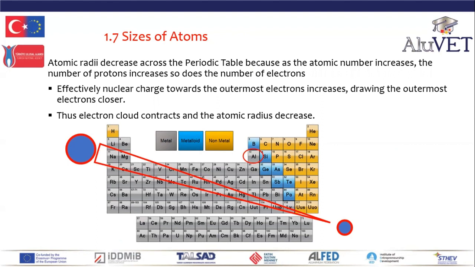So as the atomic number increases, you get more and more electrons, more and more protons. Remember, the opposite charges attract. So the more protons, more electrons, the charge increases, so the attraction increases, and the atoms actually get smaller with increase in atomic number. That means that the electron cloud contracts and the atomic radius decreases. So the higher the atomic number, the smaller the atoms. And no two atoms have exactly the same size.